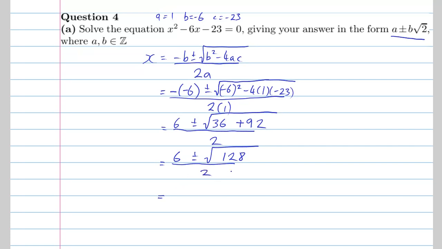Now the only thing we can really do with this is try and take something out of this square root, because we can't evaluate it as it is. Now the fact they tell you to give your answer in the form a plus or minus b root 2 means that you should try and take a root 2 out of this. And the way you do that is you say that 128 is 64 times 2. So root 128 is root 64 times root 2, and that still gets divided by 2.